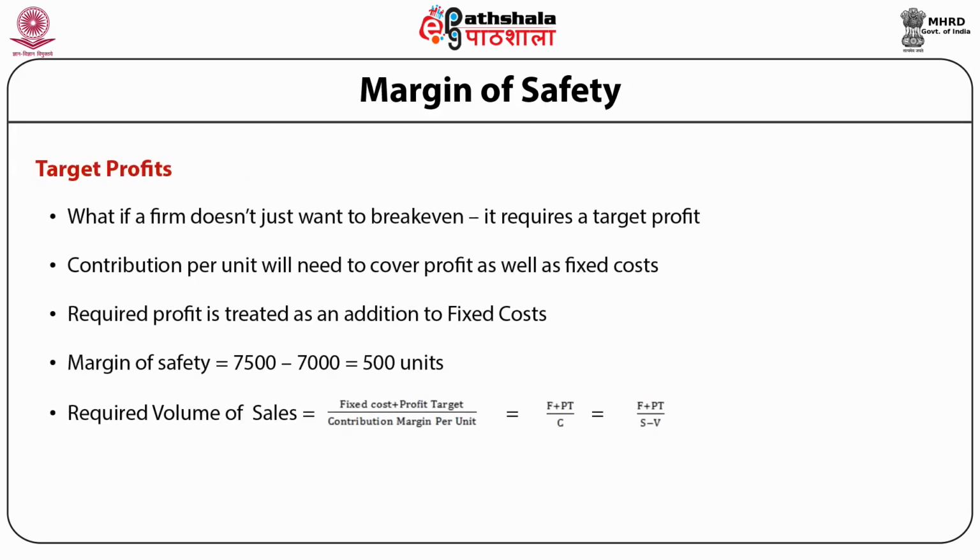Break-even analysis is also useful to calculate the volume of sales to attain a target profit. With the help of break-even analysis, we can know the volume of sales to achieve a given profit. The required volume of sale is calculated with the help of the following formula. Here, the required volume of sale is equal to fixed cost plus targeted profit divided by contribution margin per unit. Or this is also equal to fixed cost plus profit divided by selling price minus variable cost.